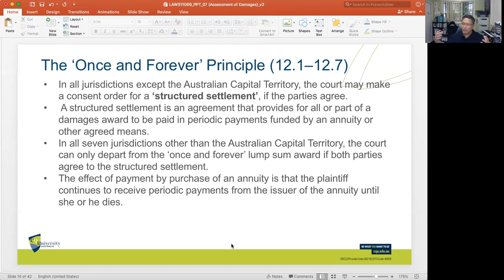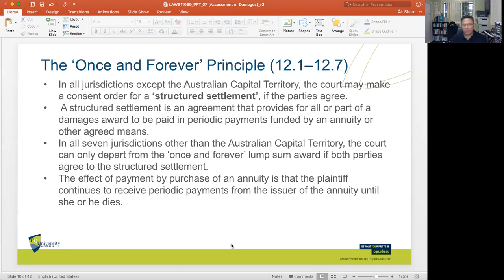So it's an order that is on the basis of an agreement by the parties, and the court just gives the consent. So it's a consent order for a structured settlement. It's possible for the parties to agree that instead of a lump sum payment being made, it could potentially be periodic payments, and that will be contained in what is known as a consent order for a structured settlement. A structured settlement is an agreement that provides for all or part of a damages award to be paid in periodic payments funded, for example, by an annuity or other agreed means.